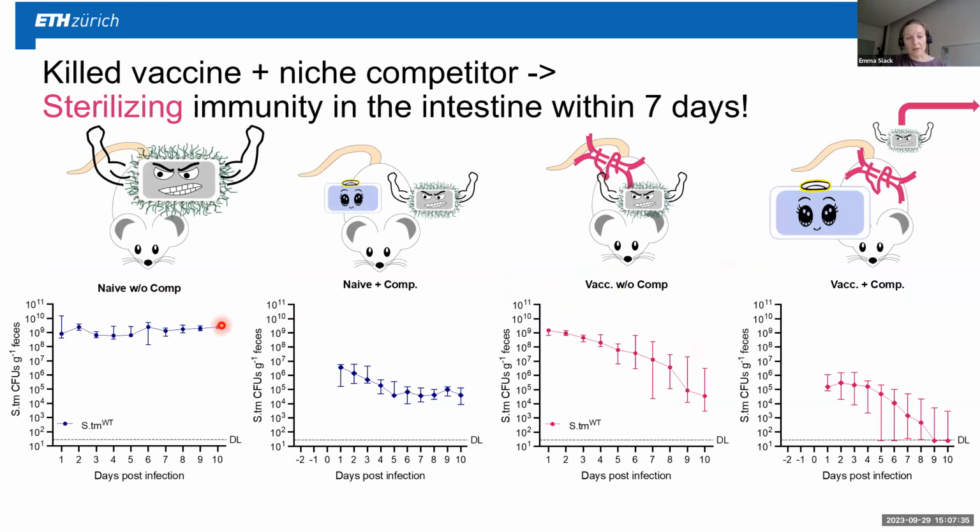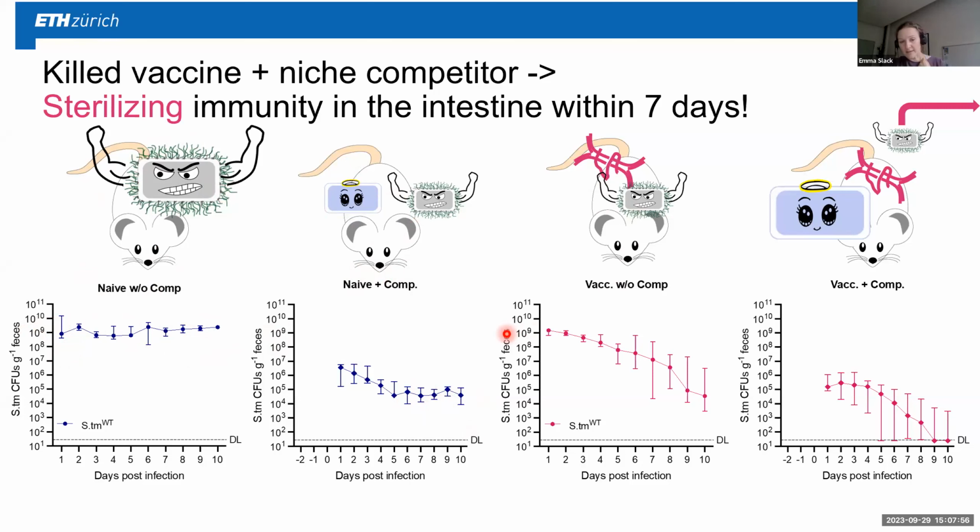And if we look now at colonization of the intestine with Salmonella, if we have a naive animal in this model, we get colonization out to day 10 of 10 to the 9 to 10 to the 10 Salmonella per gram of intestinal content. If we just add in the competitor, we get down to about 10 to the 5 CFU per gram. That's already quite good, but these mice get sick.